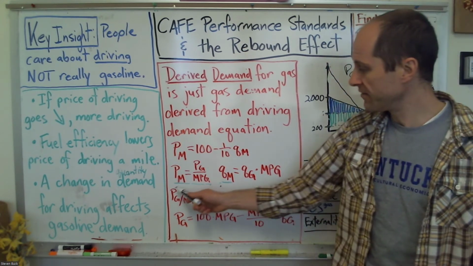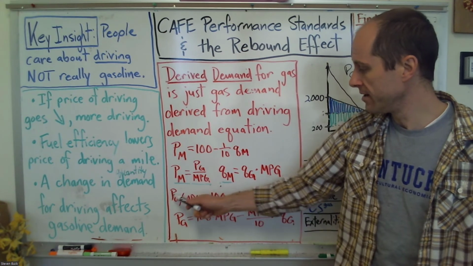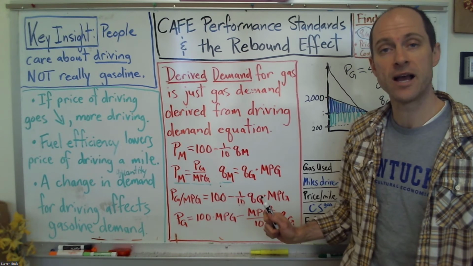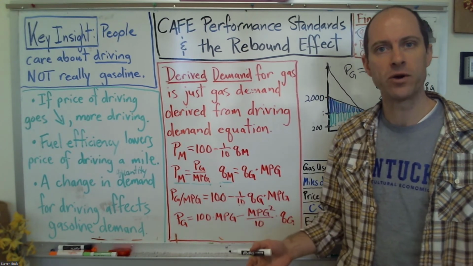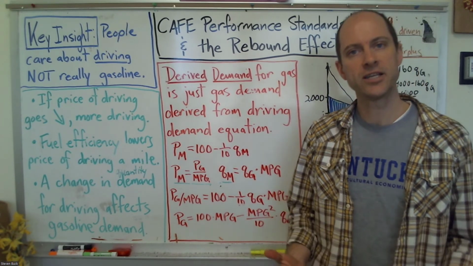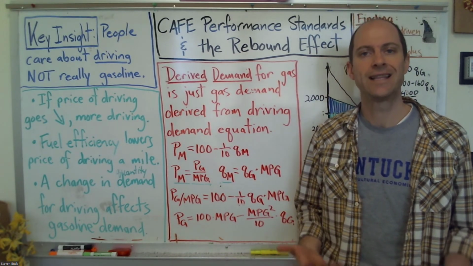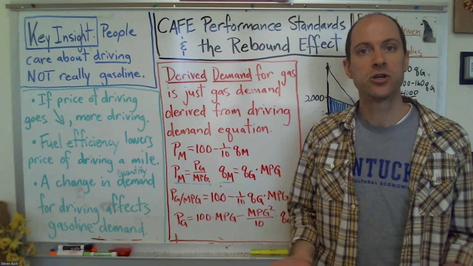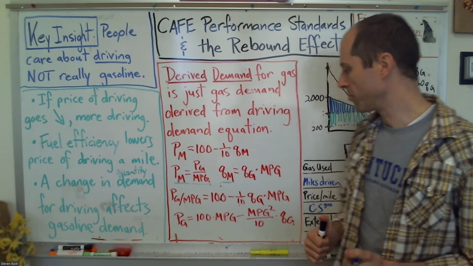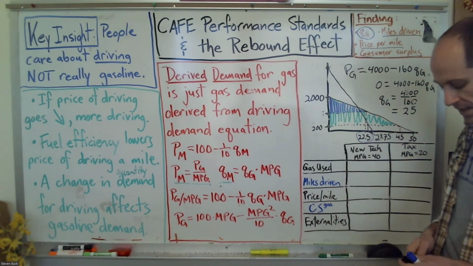Why? The price of gasoline's 200, the miles per gallon is 40 miles per gallon. 200 divided by 40, that's 5 cents per mile. Under the initial technology without the tax, they were paying 10 cents per mile. So this is quite the price reduction in terms of the price per mile driven.